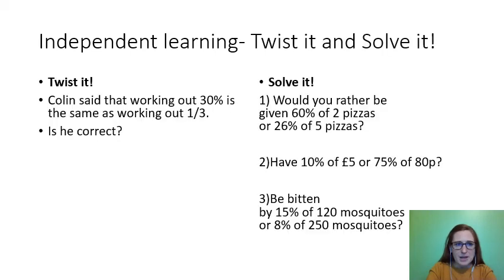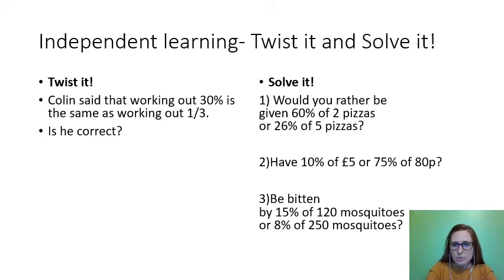Excellent, good job. So today's Twist It and Solve It. Colin said that working out 30% is the same as working out a third. Is he correct? So is 30% equivalent to a third? 30% is 30 out of 100. Can you simplify that to make a third? Is he correct or is he incorrect?